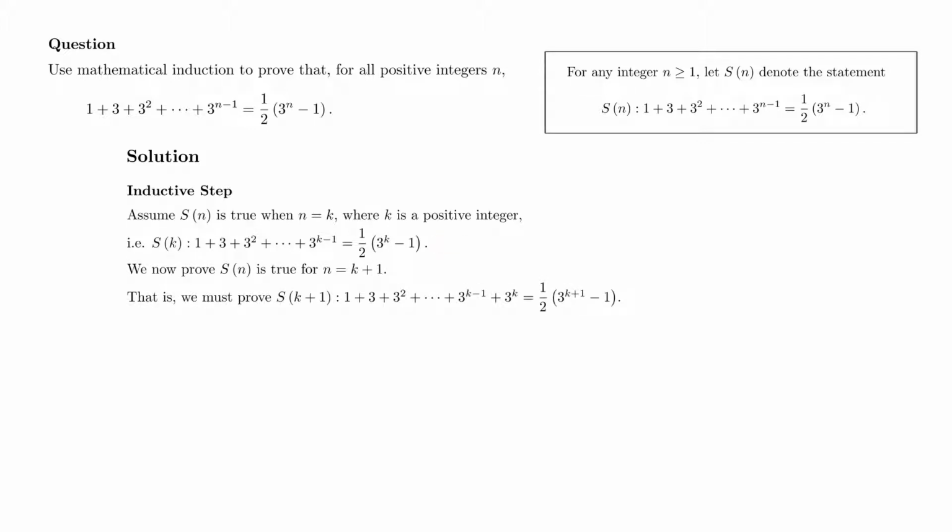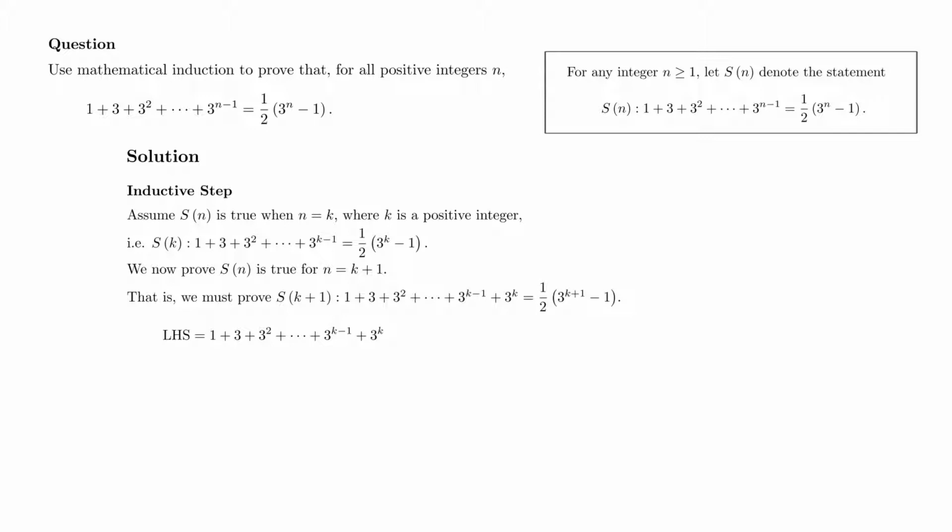So we now must prove that our left-hand side equals the right-hand side for n equal to k plus 1. I like to write out what this will look like before starting the proof. Here we can see what the left-hand side and the right-hand side look like for n equal to k plus 1.